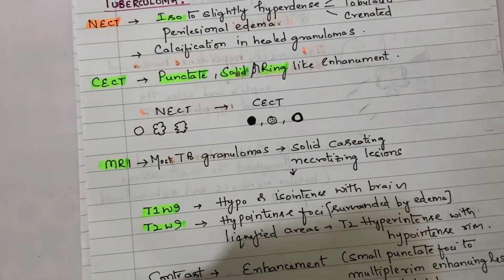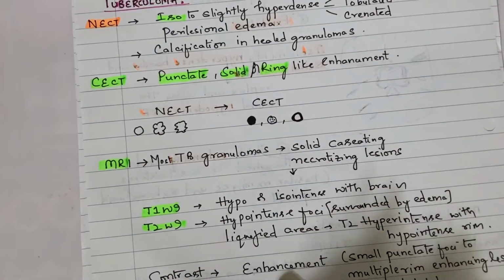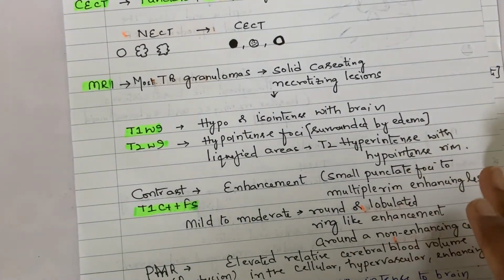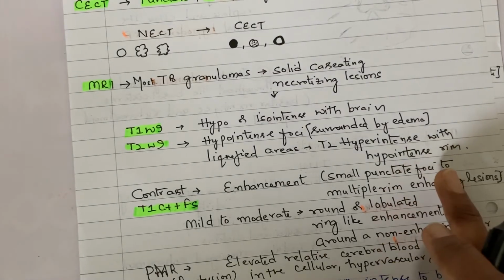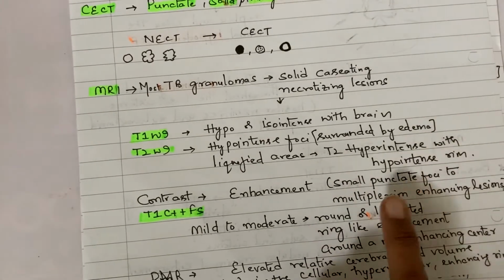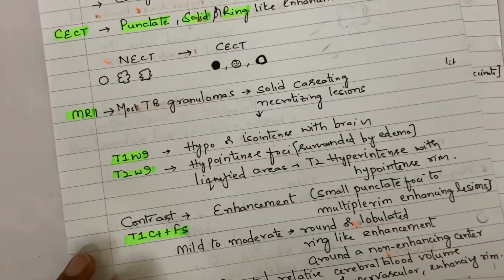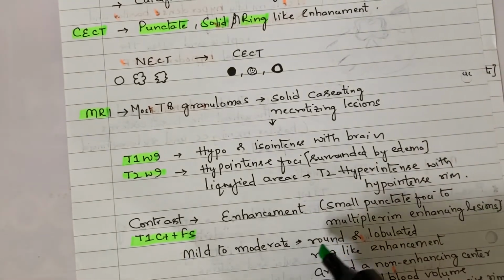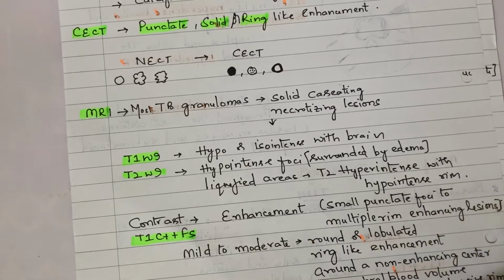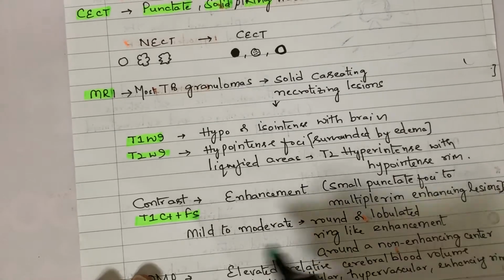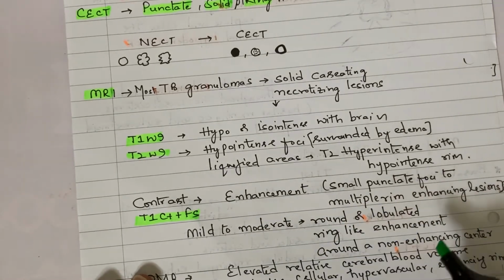If you give contrast with fat suppression, enhancement will be seen. Enhancement can be small punctate foci, multiple ring enhancing lesions, or mild to moderate round or lobulated ring-like enhancement around a non-enhancing center.